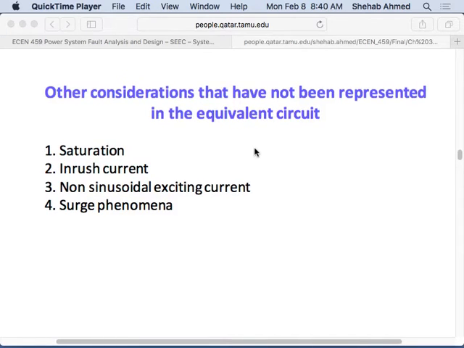So now that we've talked about the equivalent circuit with some non-ideal parts of the circuit, did we consider everything? No, we did not consider everything, right? This equivalent circuit does not consider saturation. Saturation is when what? So you're in your BH curve.